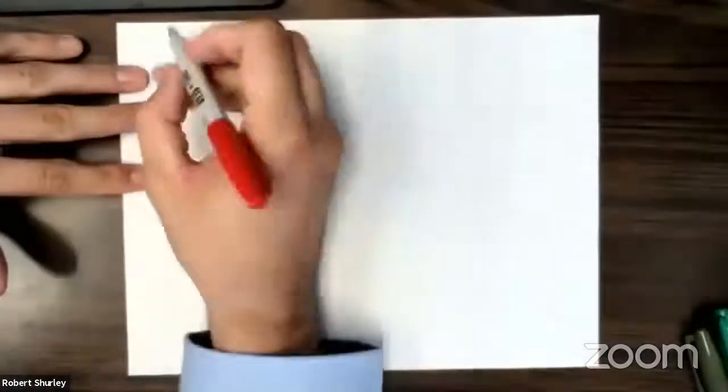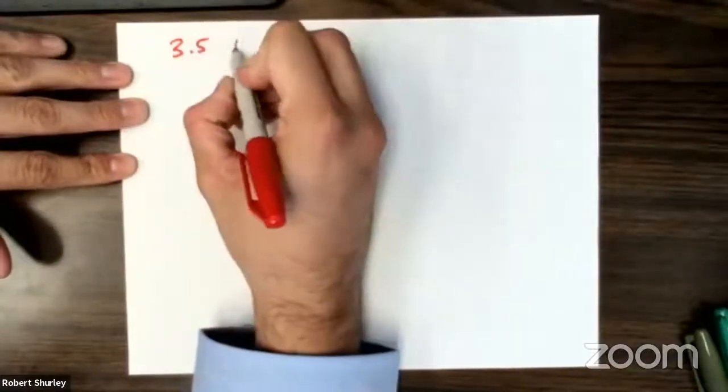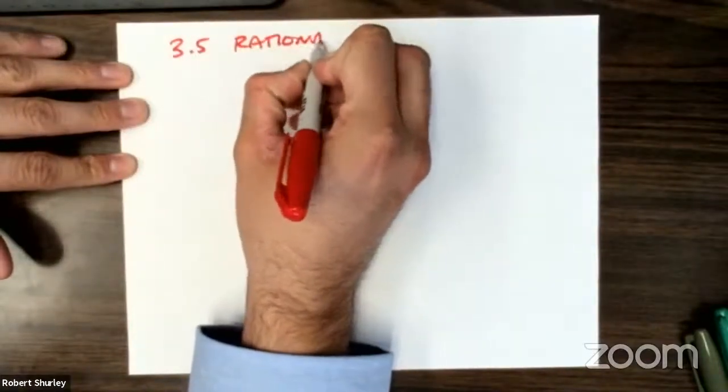So the first section we covered was actually 3.5, and it was over the rational function. I'm going to tell you a lot of this test is 3.5 because there's a lot of questions from it. It was the largest of the three sections. So 3.5 was on rational functions.